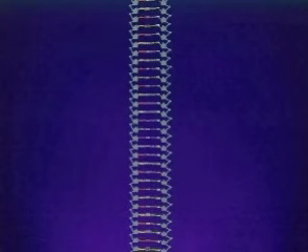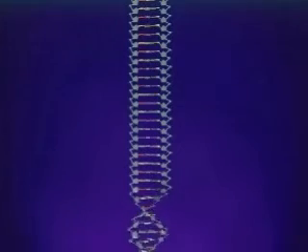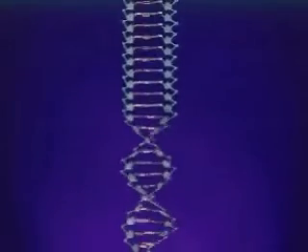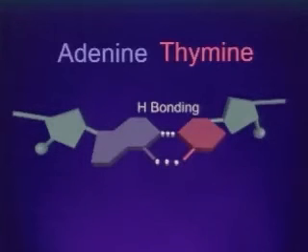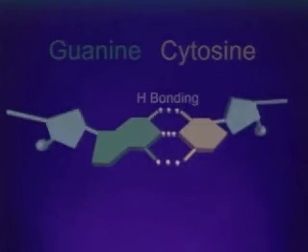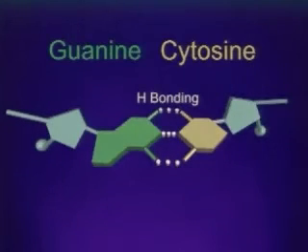The rungs are the nitrogenous bases of nucleotides on opposite sides of the ladder. There are 4 different bases, and only certain pairs are possible in forming the rungs. Adenine is always opposite thymine, and guanine is always opposite cytosine.